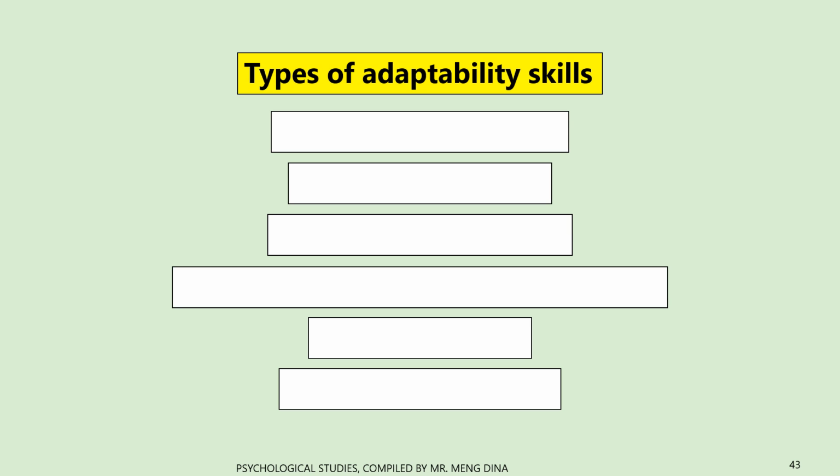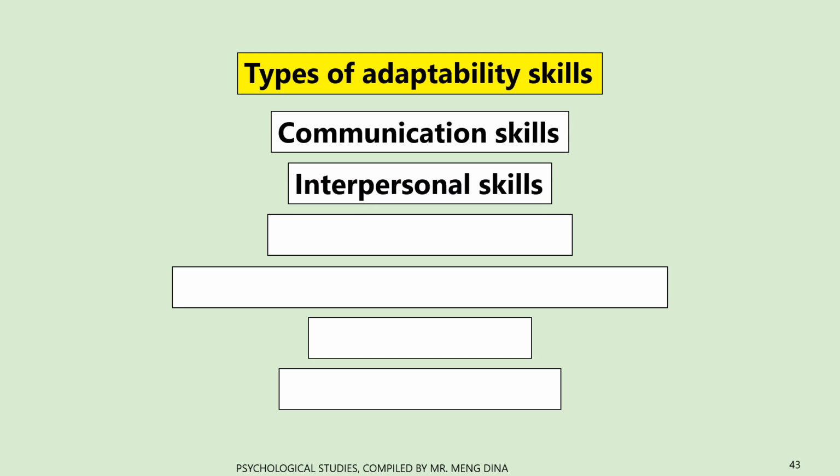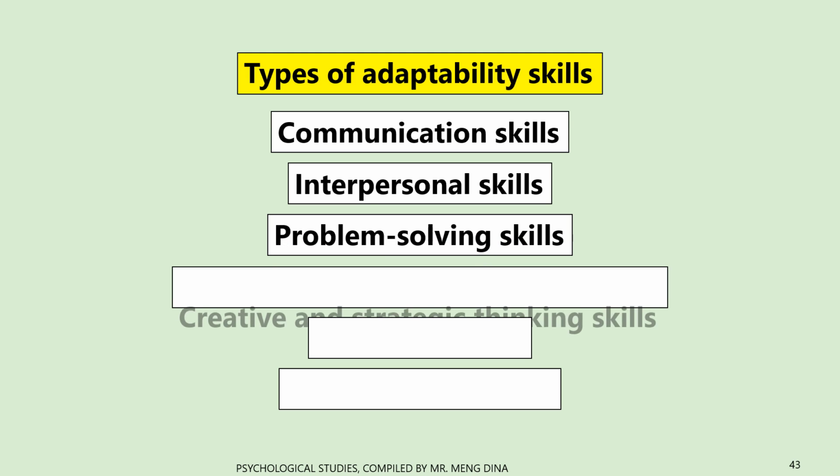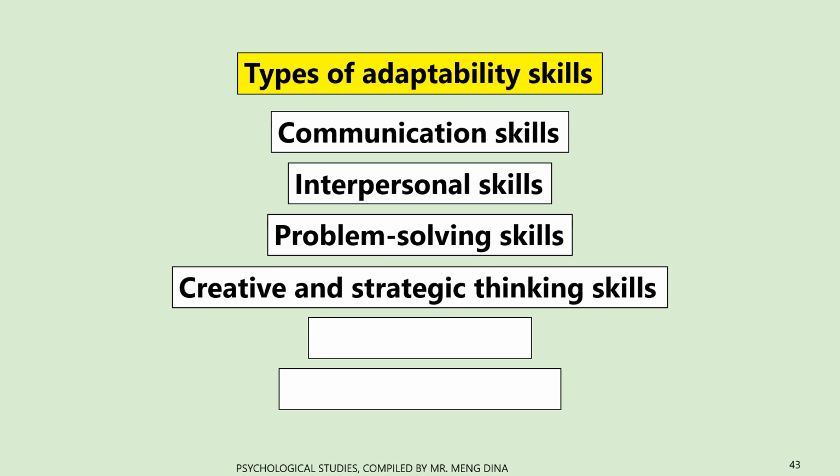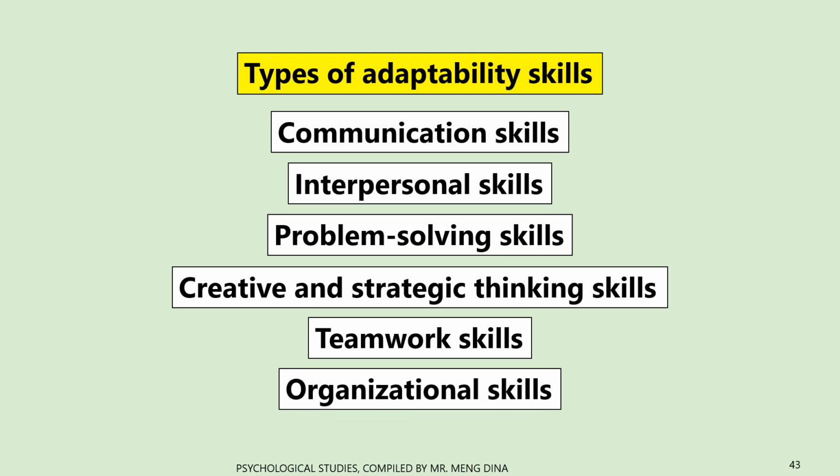Okay, let's get to know the types of adaptability skills. Number 1, communication skill. Number 2, interpersonal skill. Number 3, problem solving skill. And number 4, creative and strategic thinking skill. And number 5, teamwork skill. Last one, organizational skill. Let's go to the next point.